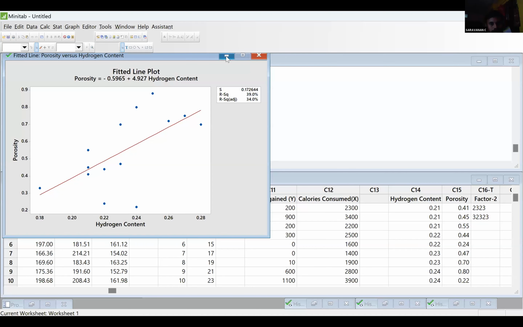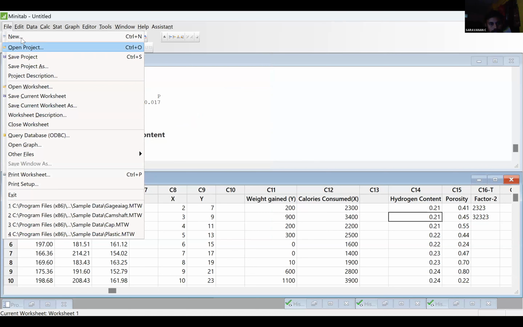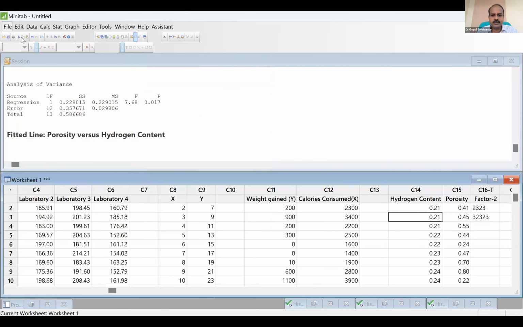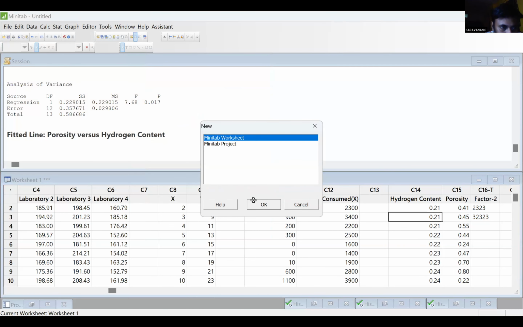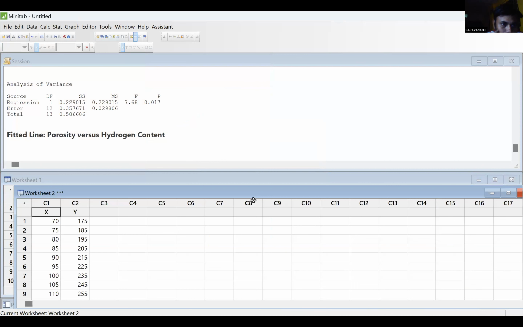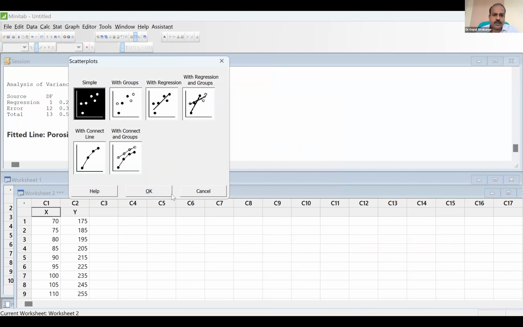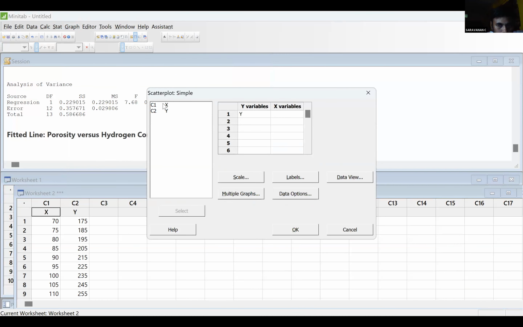Now let me go to a new worksheet. File, a new Minitab worksheet. Now I brought the X and Y here. Can you see X and Y here? Same X and Y. Now let me plot a scatter plot. Okay. Y is this. X is this.